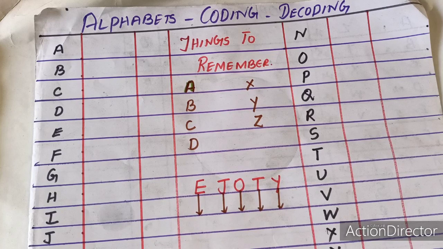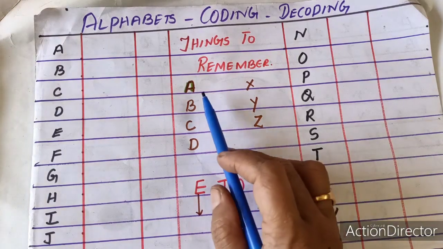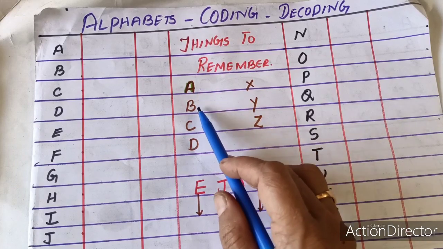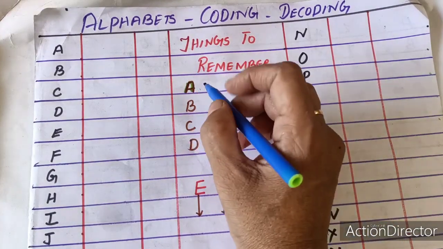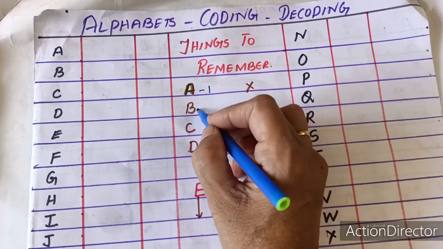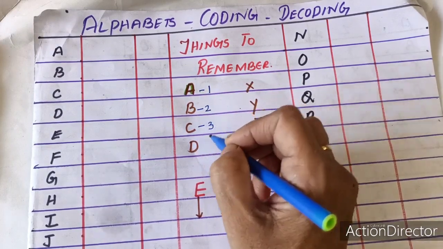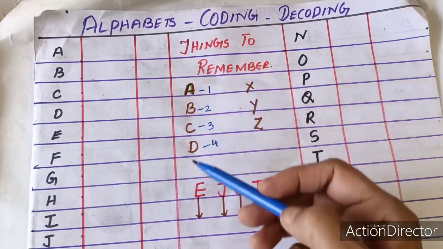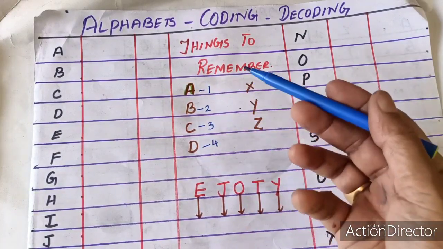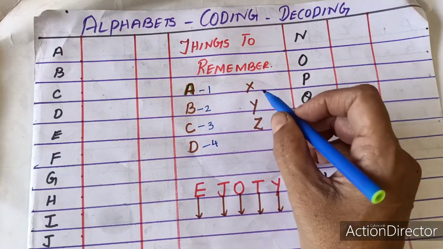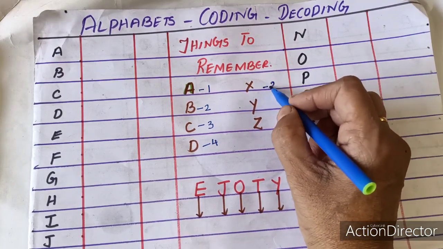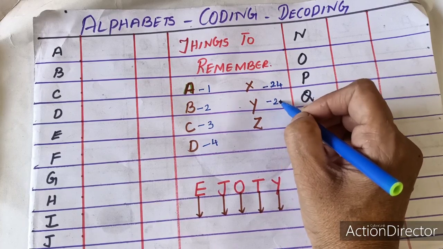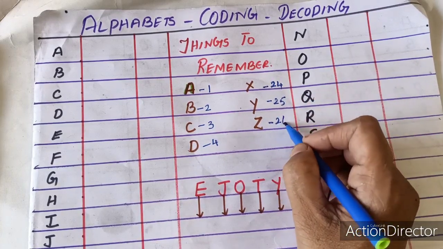Today let me teach you a trick for coding and decoding the alphabets. For this you have to remember some things. First, you have to remember the numbers of the first 4 alphabets. You know that A stands for 1, B 2, C 3 and D 4. We always remember ABCD, and here 1 2 3 4 and 1 2 3 4. Similarly, for the last 3, let us remember X is 24, Y is 25 and Z is 26.